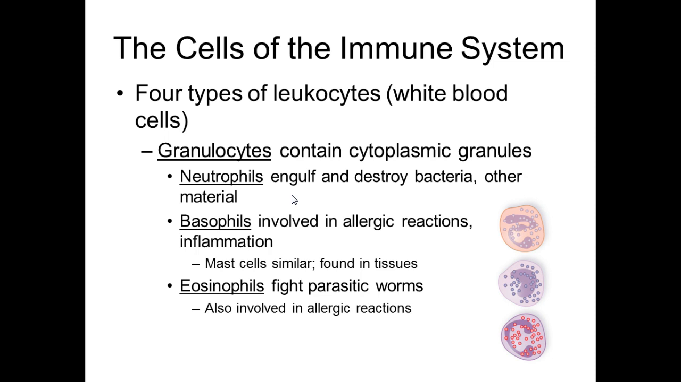Basophils are involved in allergic reactions, so we'll definitely talk about them when we get to that, as well as the inflammatory response. As I said, they're similar to mast cells. The difference is that mast cells are found in your tissues. And as we saw before, these are the ones that are going to release things like histamine and elicit that inflammatory response.